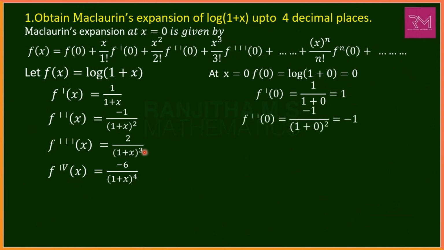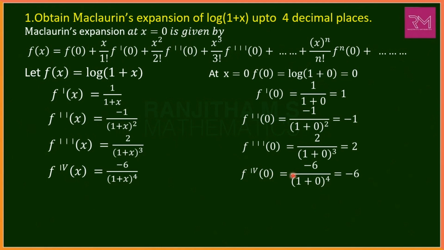F double dash of 0 is minus 1 by 1 plus 0 whole square, that is minus 1 itself. Similarly, f triple dash of 0 is 2 by 1 plus 0 whole cube, that is 2. The 4th derivative of 0 is equal to minus 6 divided by 1 plus 0 whole power 4, that is minus 6. After finding all these values, we have to substitute in the Maclaurin's expansion formula.